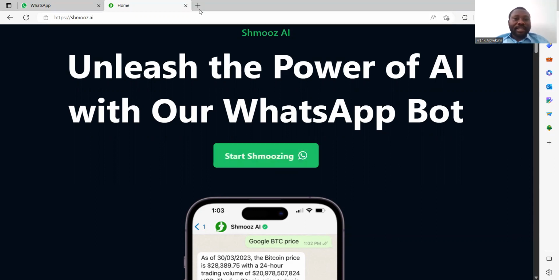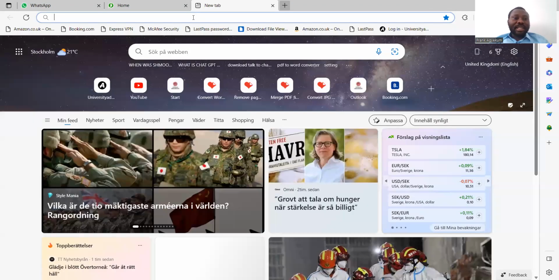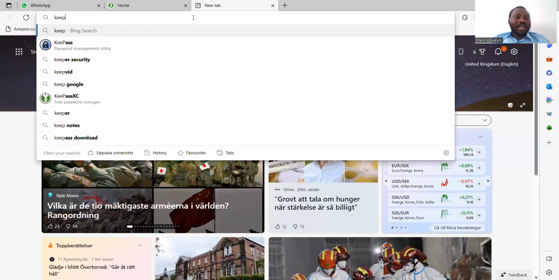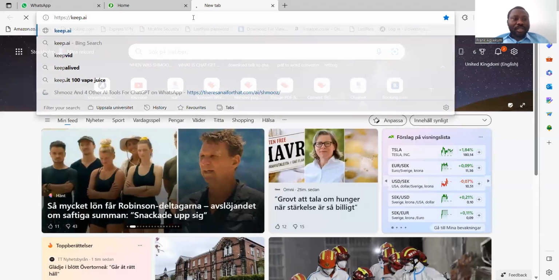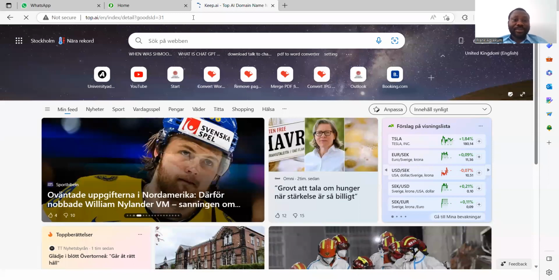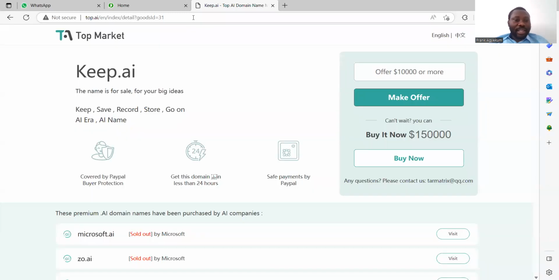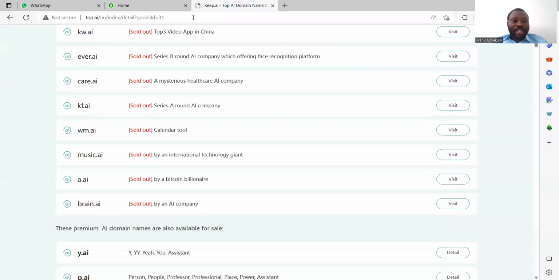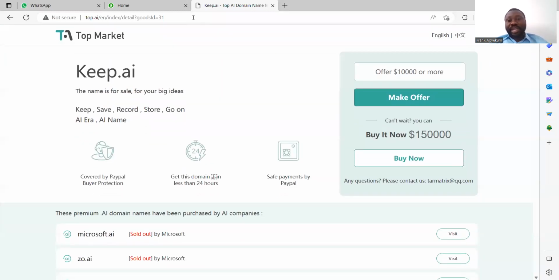Now, the second artificial intelligence, which can also be connected to your WhatsApp account, is Keepi-ai. You press enter, then it takes you to Keepi-ai. This is also Keepi.ai, which you can easily connect to your WhatsApp account.